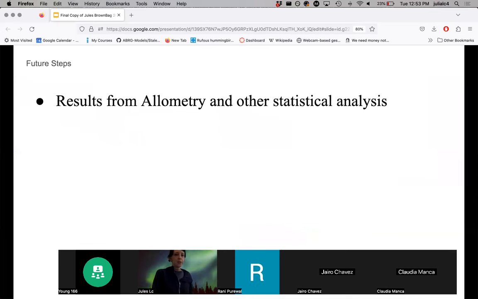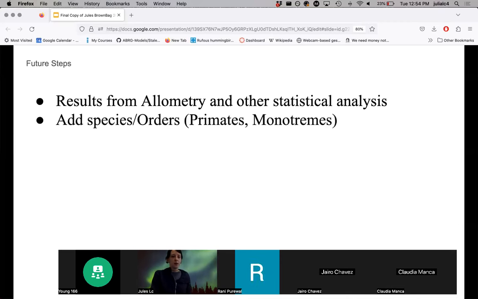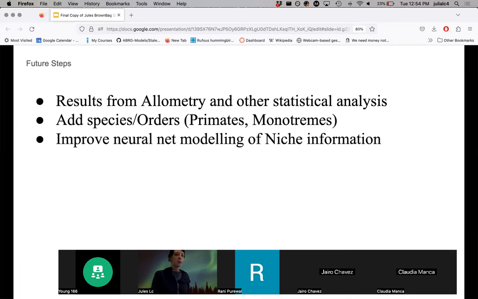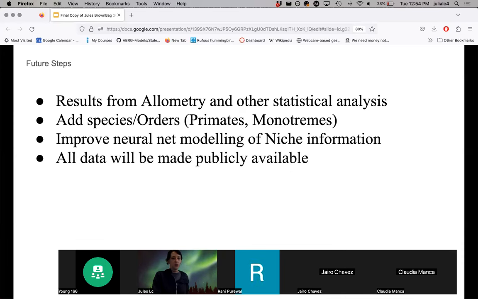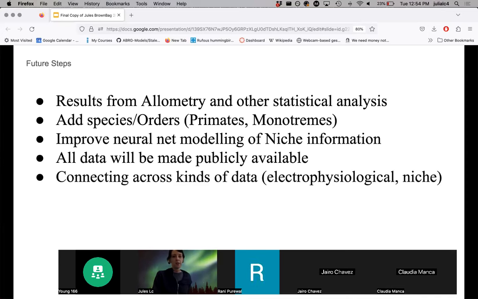So future steps is to finalize the results from allometry and other statistical analysis of the fields, possibly add species like primates and monotremes, improve the neural net modeling of the niche information, and make this a database that's publicly available so that other people can play with it and make discoveries in order to connect across different types of data. So we could also connect this potentially with electrophysiological recordings and with more niche information.